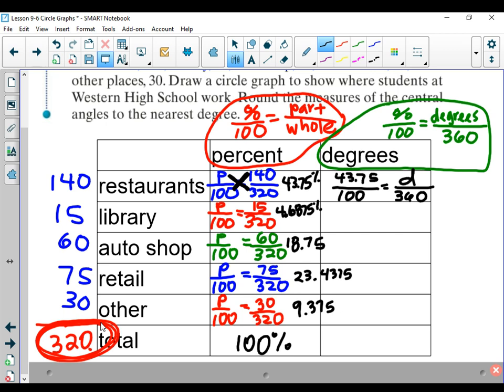43.75 times 360. And would you divide that by 100? Good, Drake. Divide by 100. Ooh, this is going to be a big piece for restaurants. Multiply 43.75 times 360, divided by our other number. Whatever number is left out, basically, is your divide by.